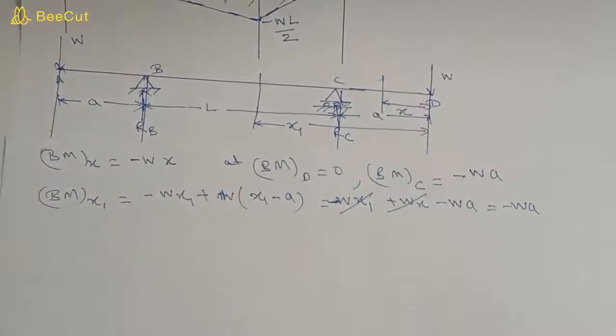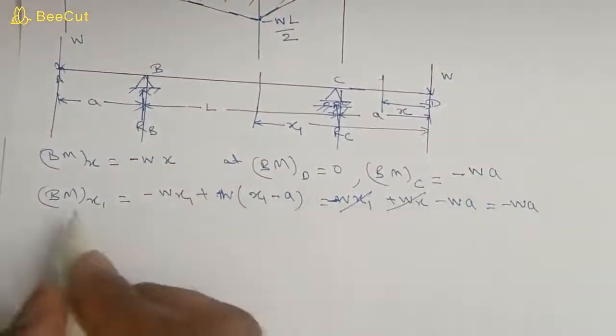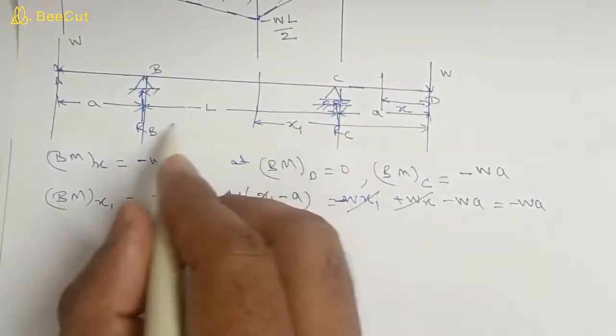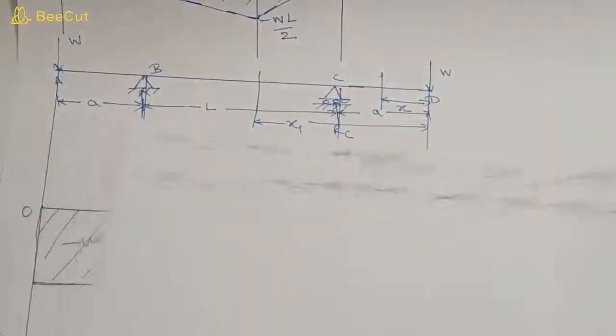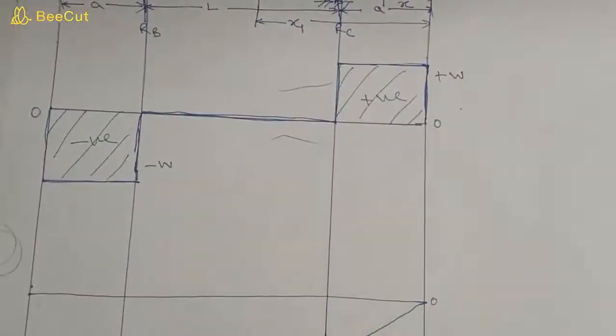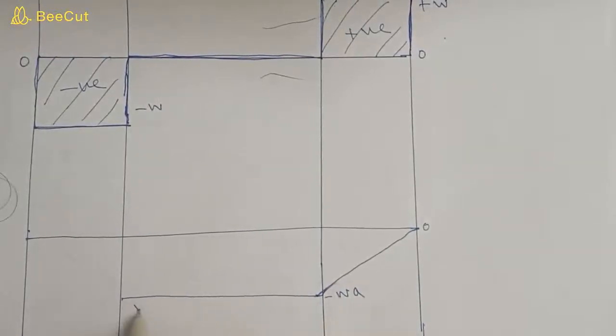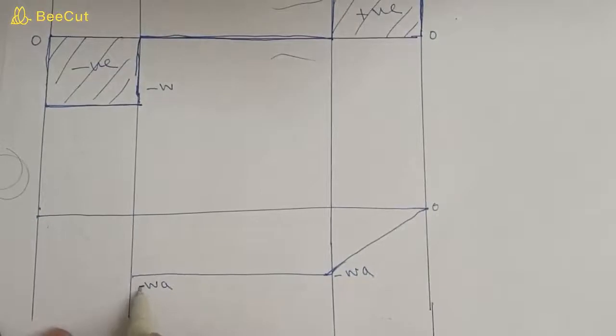So a is constant and W is also constant. So bending moment will not depend upon x1. So it will be constant from C to B. So we will draw constant bending moment from C to B. Okay. So this is minus Wa.